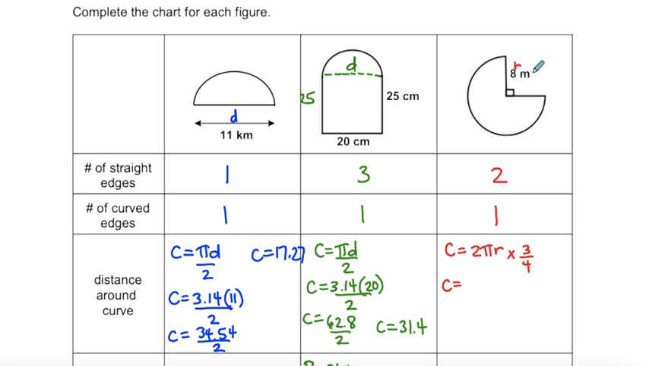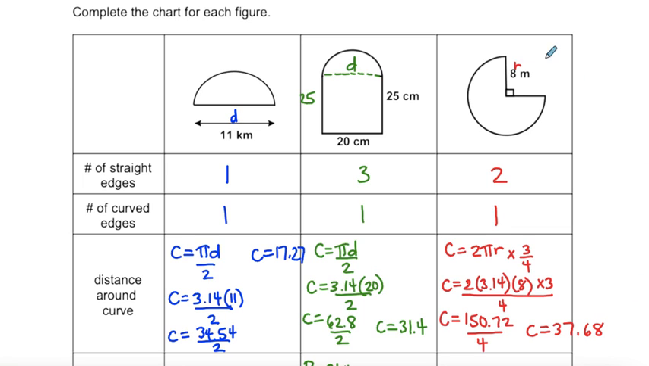So I'm going to substitute in my value for pi and for my radius. So it's going to be 2 times 3.14 times 8 times 3 all over 4. That's another way to write this. I'm going to multiply all of my numbers in the numerator all at once. So 2 times 3.14 times 8 times 3 is equal to 150.72 divided by 4. And that gives me 37.68.